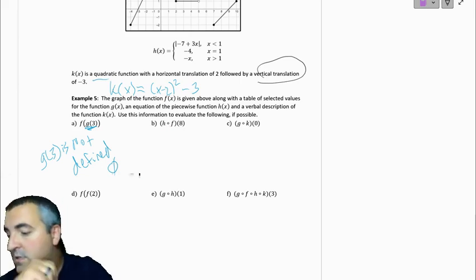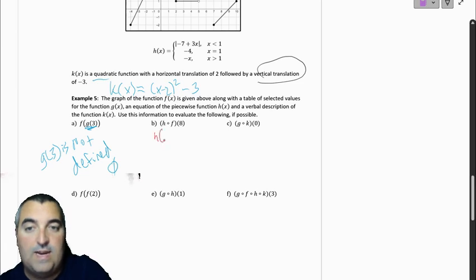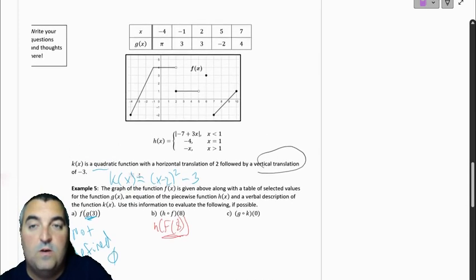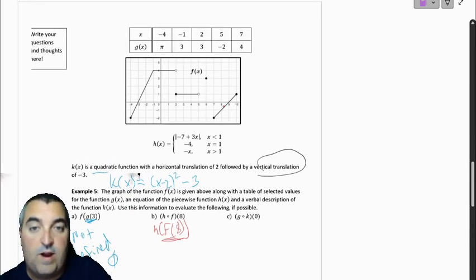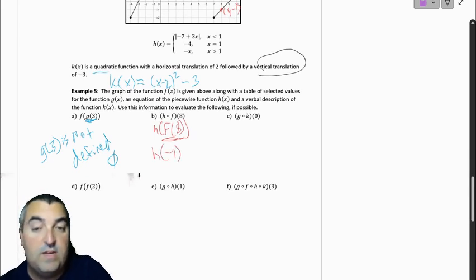The next one is h of f of 8. Again, as I said in my last video, I prefer this notation, so I'll rewrite it just so we can clearly see these two things are the same thing. So I'm going to start with f of 8. Well, f is the graph. f of 8 means I go to the x value of 8 and find the y value. So this is 8, -1. That means f of 8 is -1. From a graph, you just pull the y value.